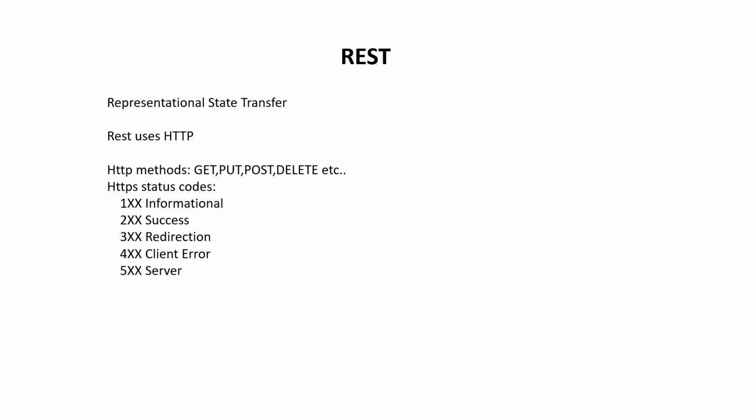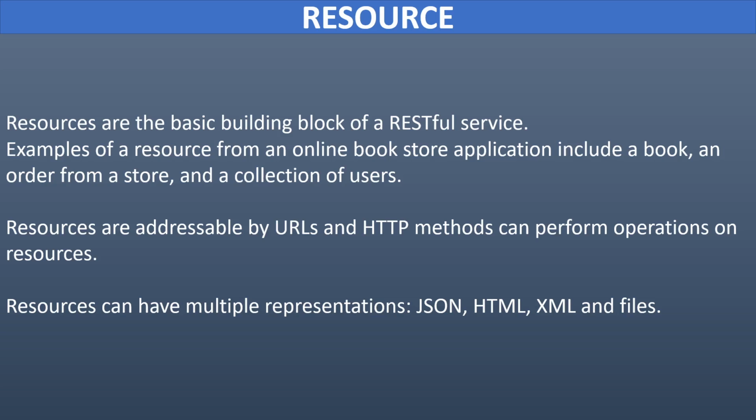Resources are addressed by URLs, which means resources can be identified or located using a URL, uniform resource locator. Using the uniform resource locator, we can identify resources. On resources, we can perform operations, and the operations are get, create, delete, update, modify. We can perform all operations through HTTP methods.